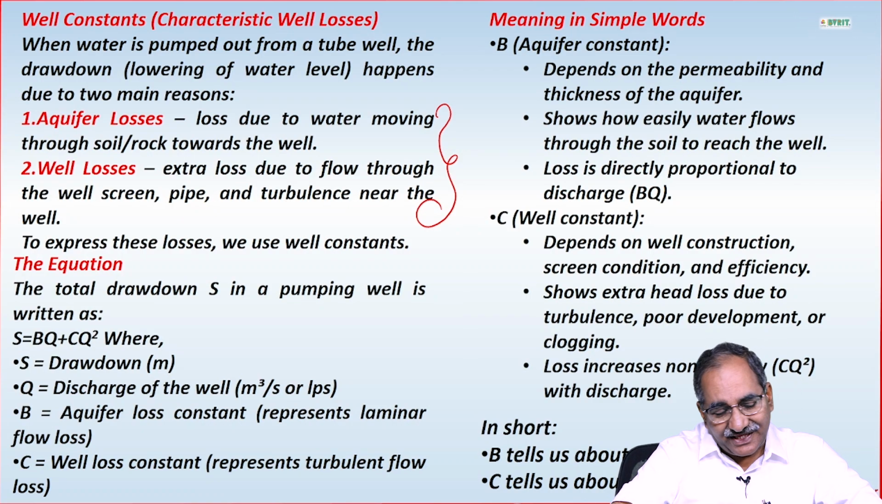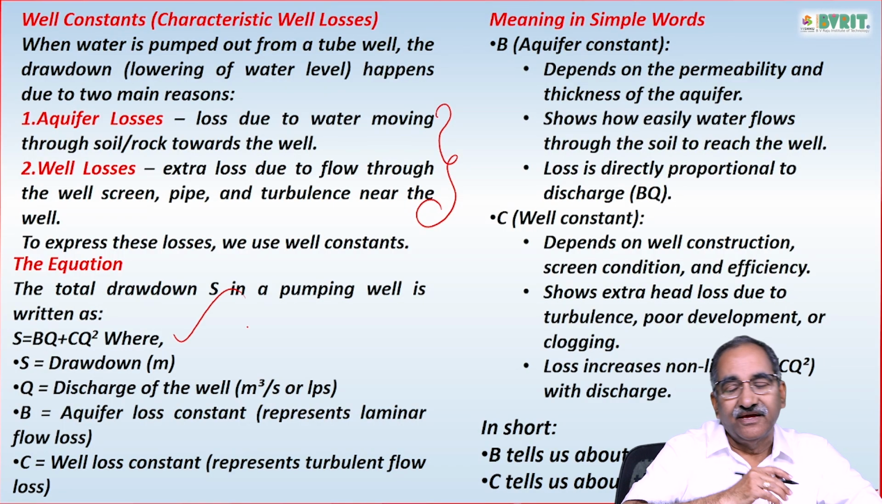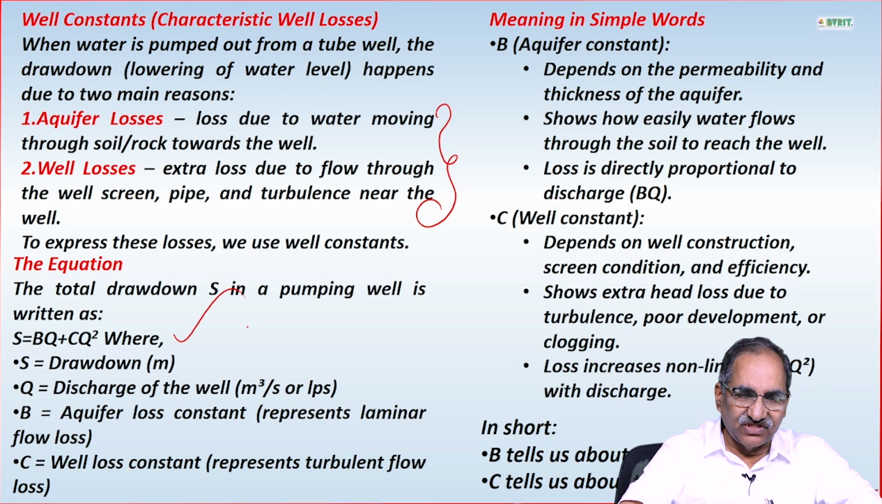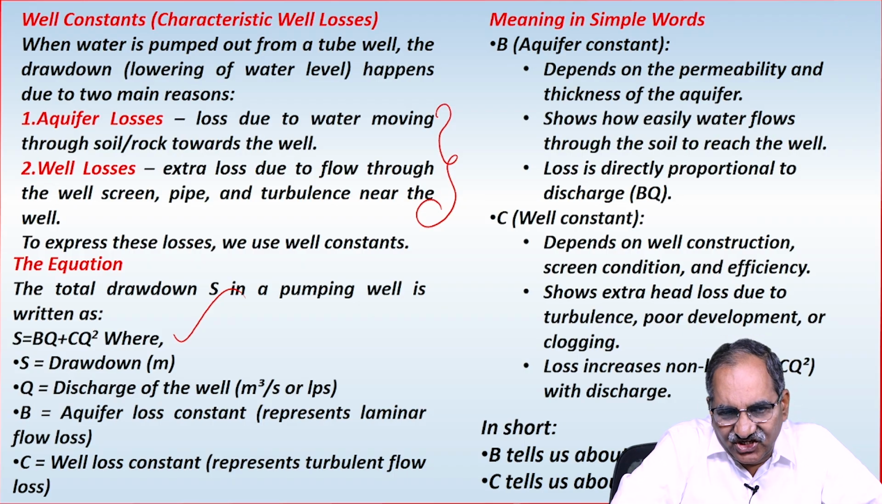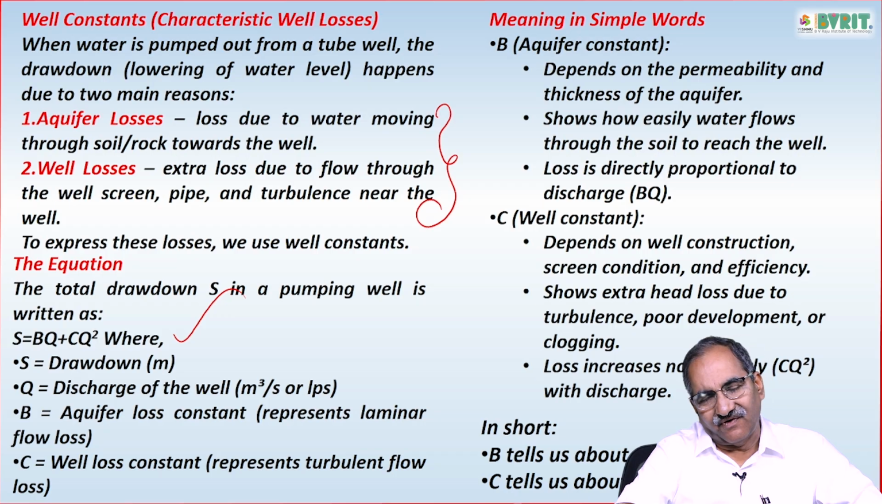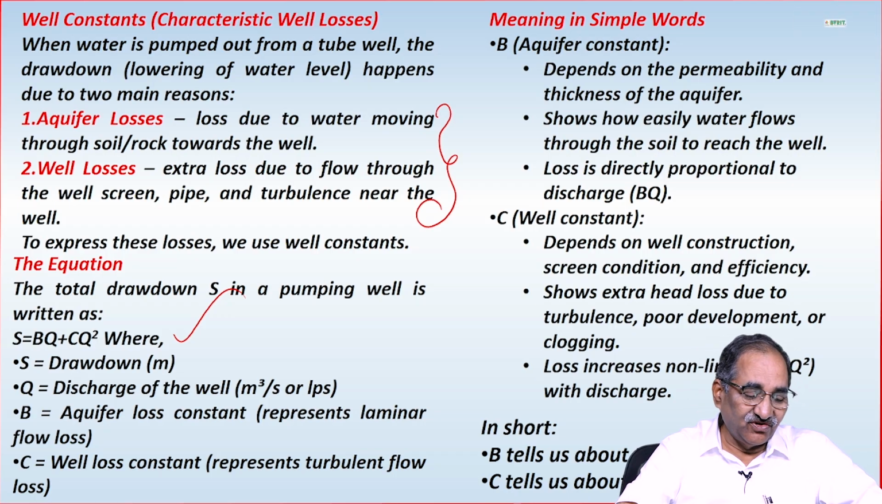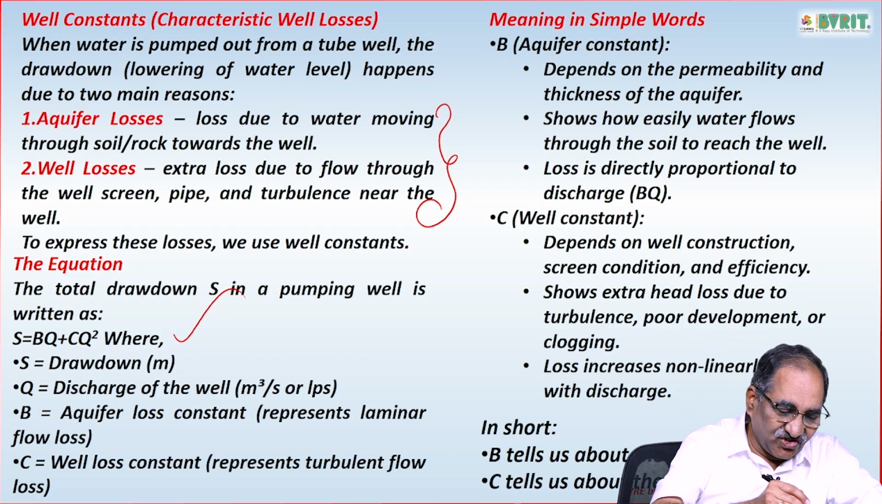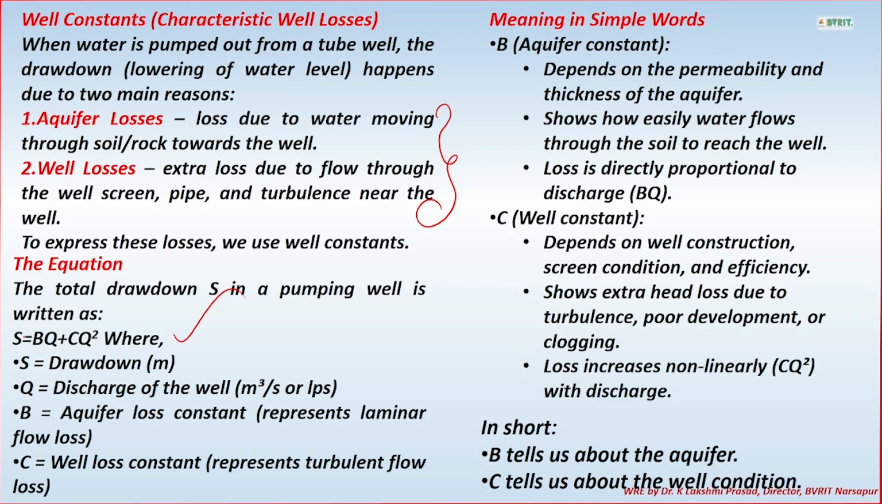If I express how the total drawdown in a pumping well can be represented, the drawdown versus discharge relation is S = BQ + CQ², where Q is the discharge, S is the drawdown, B is the aquifer loss constant, whereas C is the well loss constant. These are the two things.